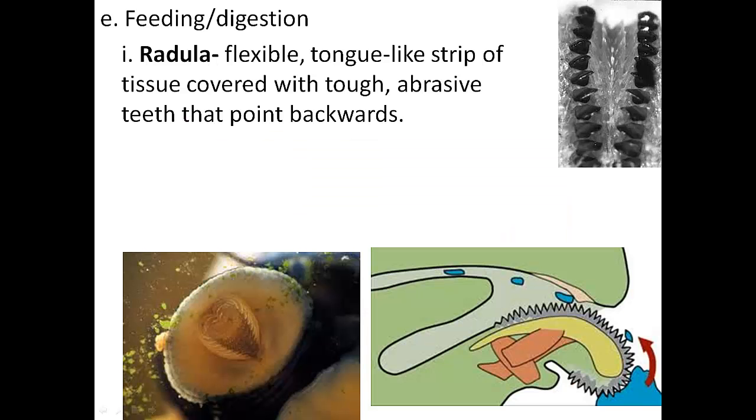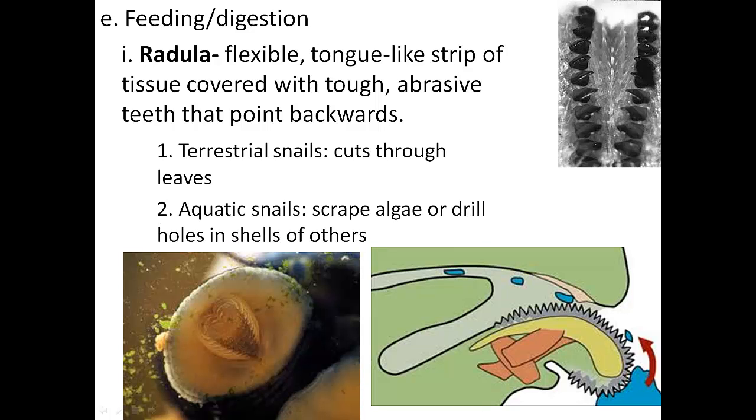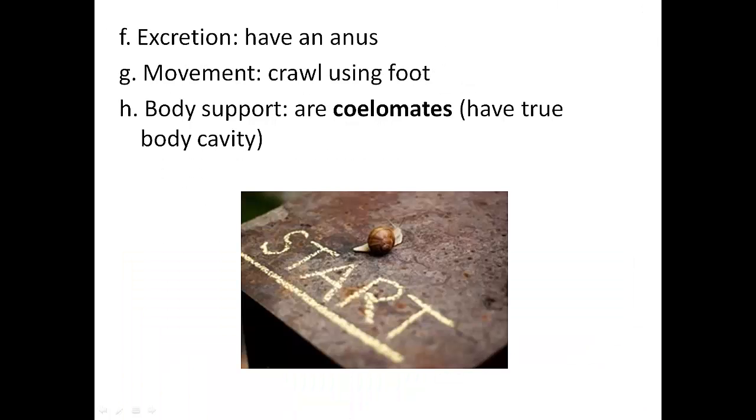For feeding, many of these guys have a radula. If you look in the top picture here and the cartoon one at the bottom, it looks kind of like a saw. It's like a tongue that has these tough, abrasive teeth that allow them, if they live on land, that's what terrestrial means, to cut through leaves. And some aquatic snails will use it to scrape algae off, or actually drill into other organisms and then eat the organism.